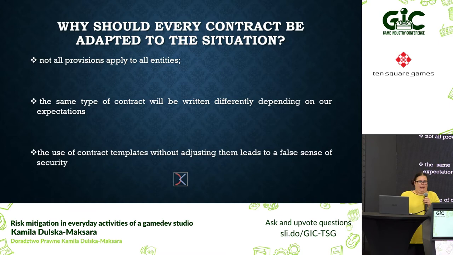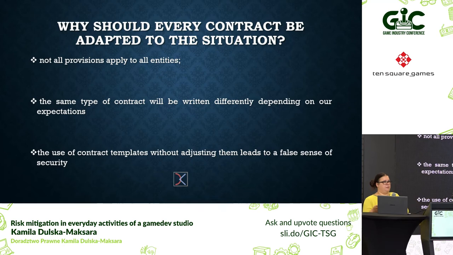The same type of contract will be written differently depending on our expectations. The best example of that is, for example, a service contract. Let's say that you are a good programmer and you want to provide someone with the services of programming. This will be a regular service contract, programming services contract. It will be different if you will be a subcontractor. It will be different if you want to subcontract someone to do this for you. It will still be the same type of agreement. It will be a service agreement. But you want totally different things depending on what side you are on.